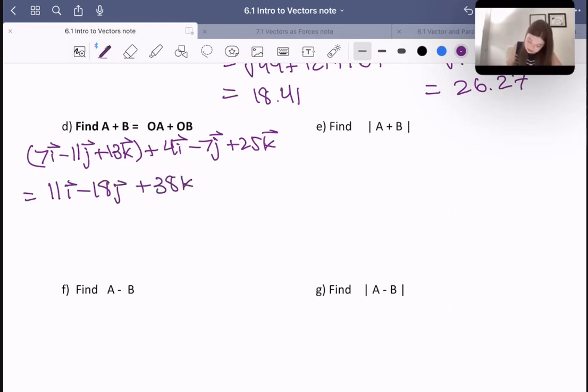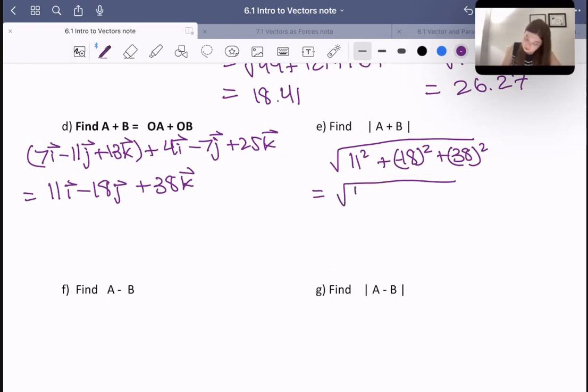plus 38k. And then if we want to find the magnitude, we're just going to square root the sum of the squares. Like that. That's going to be equal to 121 plus 324 plus, I don't know that one, 38 squared. Okay, 1444. There we go. And that's equal to 43.46. There we go. There we have it.